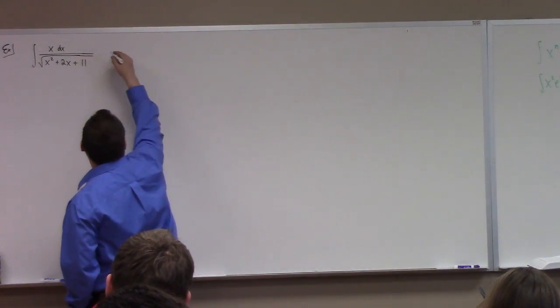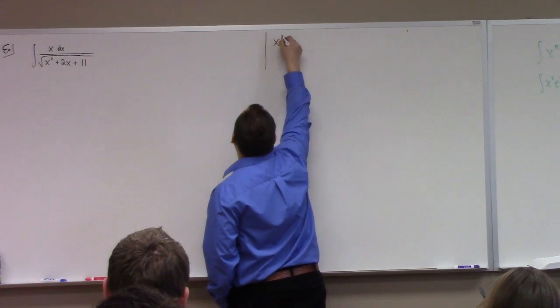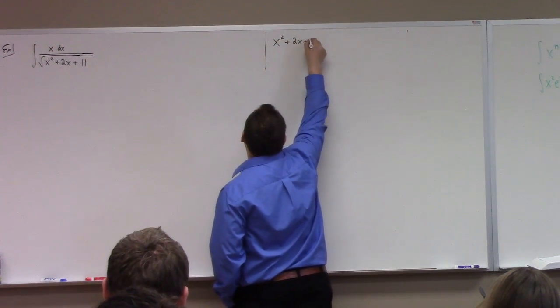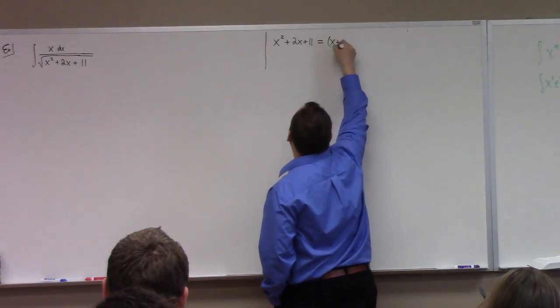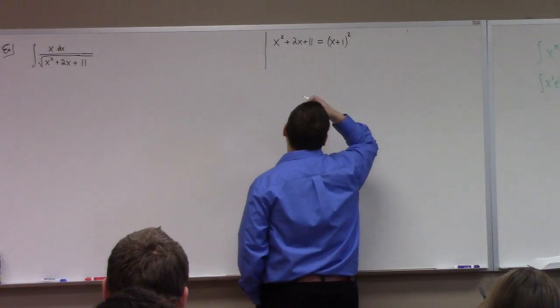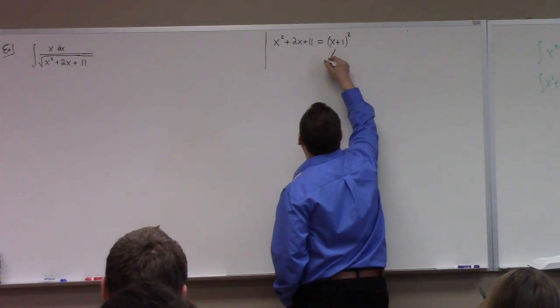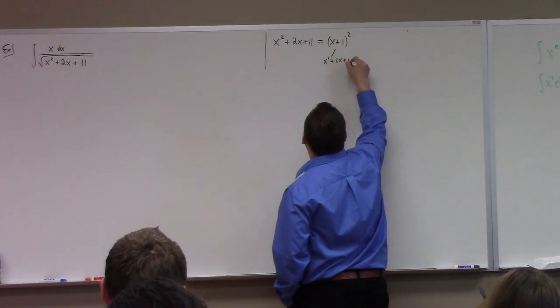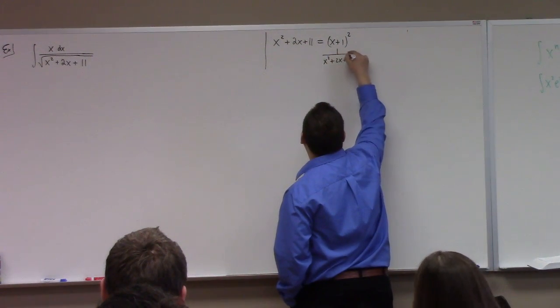So basically the algebraic thing to do is that x squared plus 2x plus 11, you see by the technique of completing the square, is exactly x plus 1 quantity squared, right? Which would give me back what? This gives me back x squared plus 2x plus 1, right? Agree?